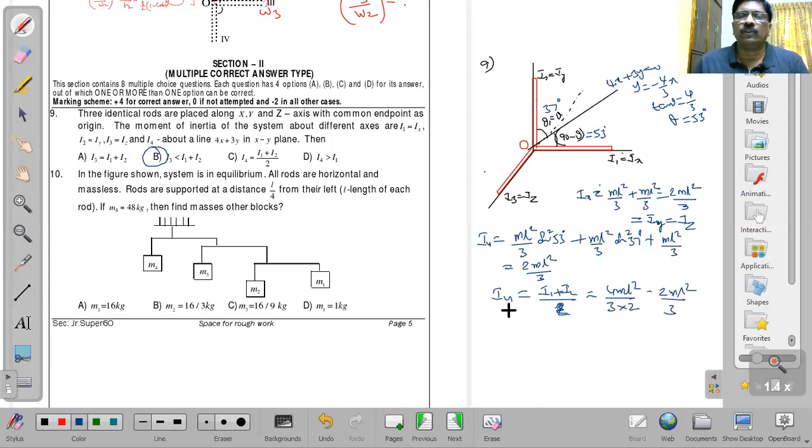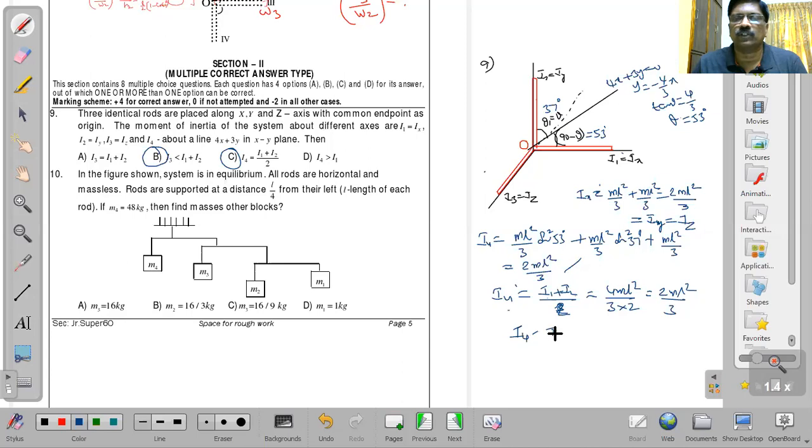That means I4 is equal to I1 plus I2 by 2. Already I4 is I1 plus I2 by 2. When you substitute here after simplification, we got 2 ml square by 3. But I4 we got 2 ml square by 3, no? That's why this equation is also correct. This relation is also correct. But I4, I1 both are equal.